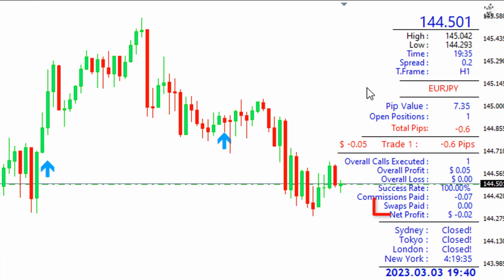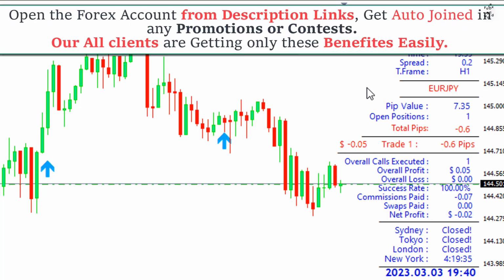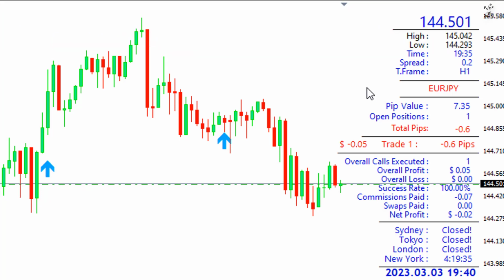Again, here you can see swap paid. In this option you can see the swap. That means whether you pay the swap or not. So you can see all these things. So if such an indicator is set up in the chart, it will give you a lot of support. You will not have any trouble. I hope you understand. So how to set up this indicator?